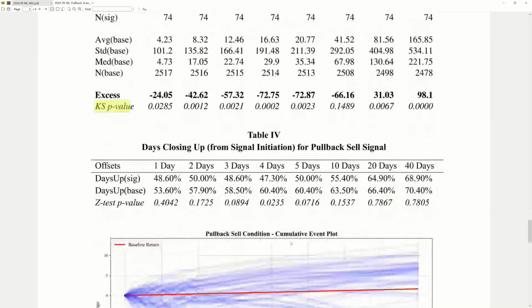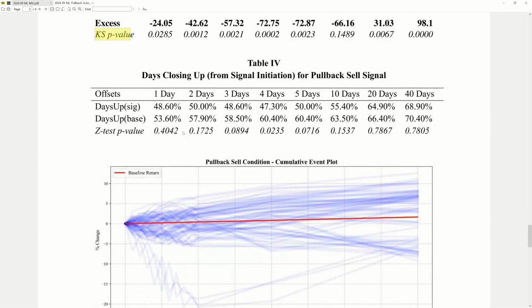The other interesting way to evaluate this is the probability of a stock closing up. So any day, one day later, you're up 54% of the time. And if you have this pullback sell condition, it's only 48. That's a pretty big difference. It's not statistically significant, but it's a pretty big difference. You go out 3 days, you're at 58% of the time versus only 48 when you have the signal.